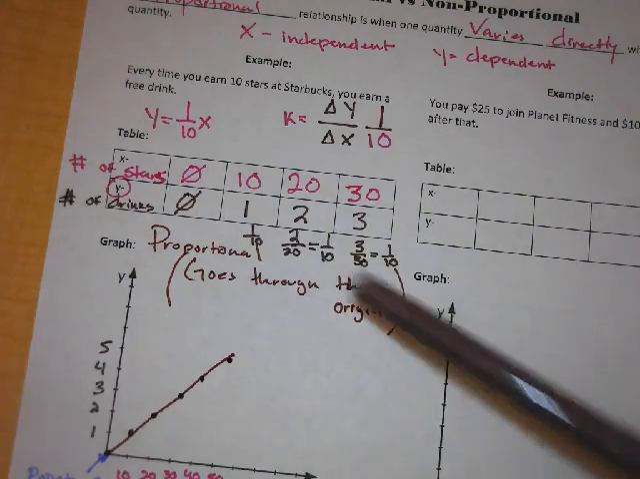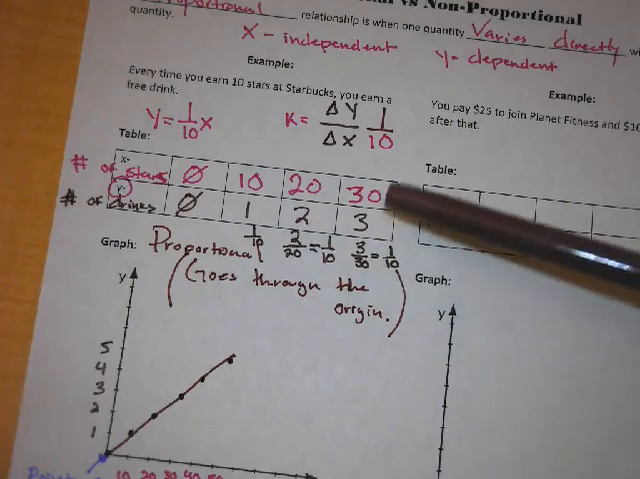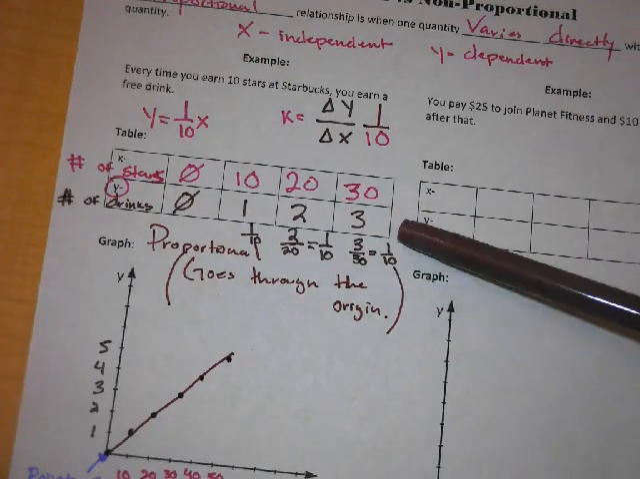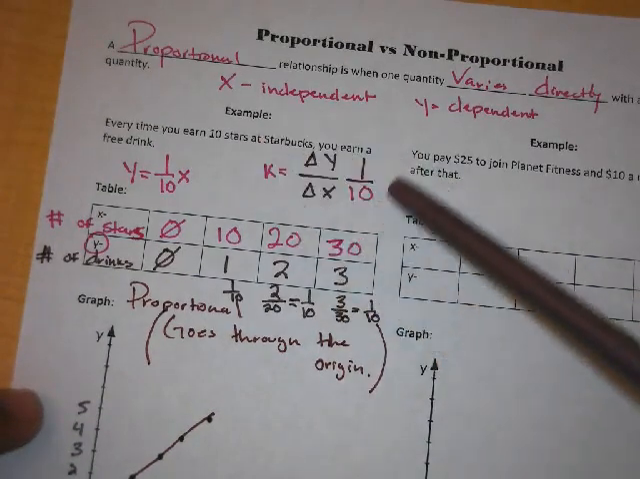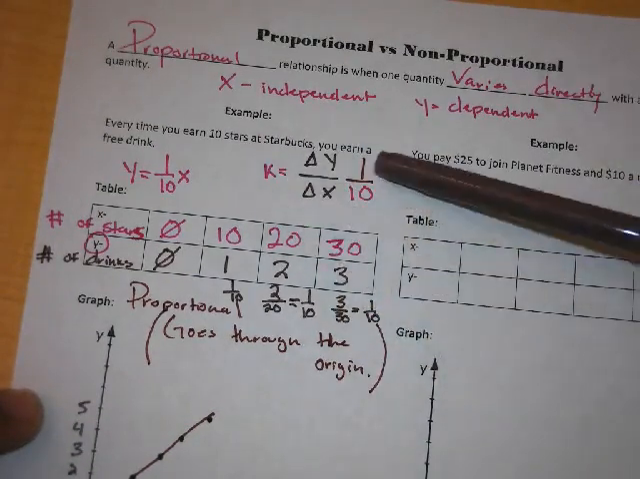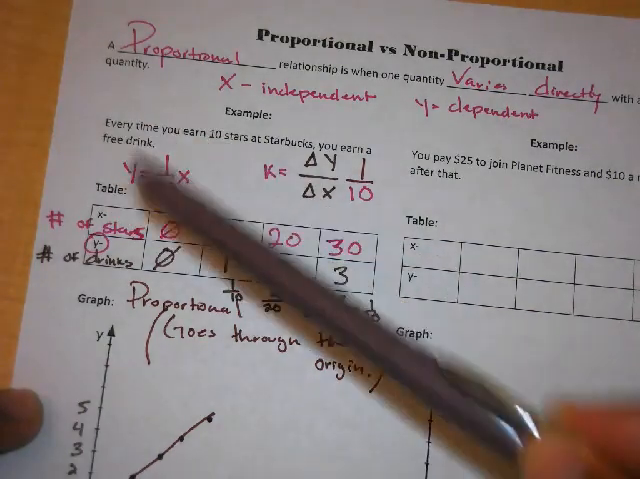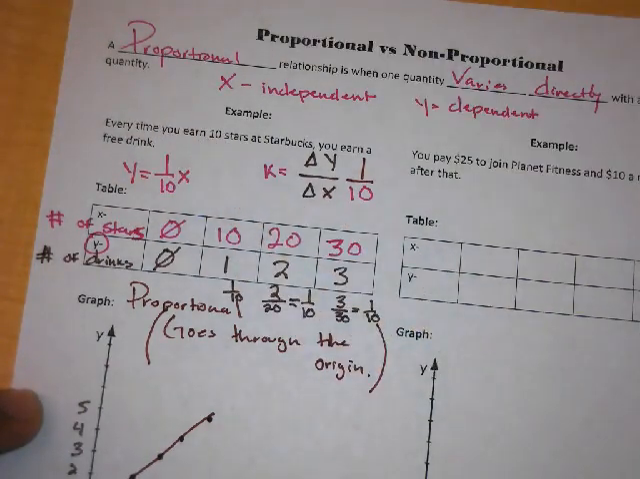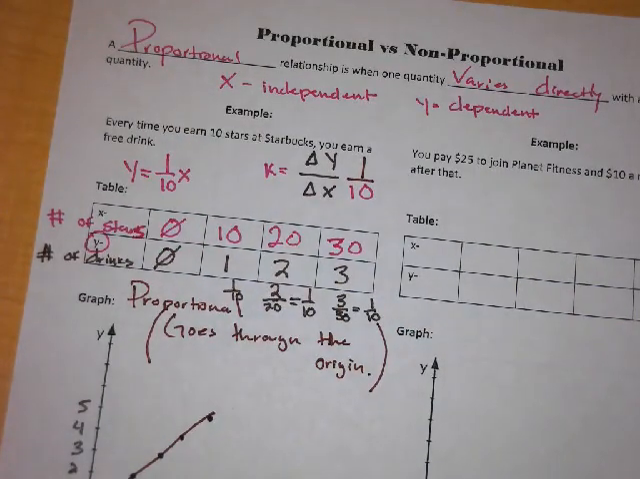In this case, it does. 1 over 10, 2 over 20, if you simplify, it's 1/10. 3 over 30, if you simplify, 1/10. So they all equal the same thing. And then again, if you look at the equation, it's just 1 over 10. You don't have to add anything or subtract anything to get this table. It's just 1/10 times x. So we know that that is a proportional equation.